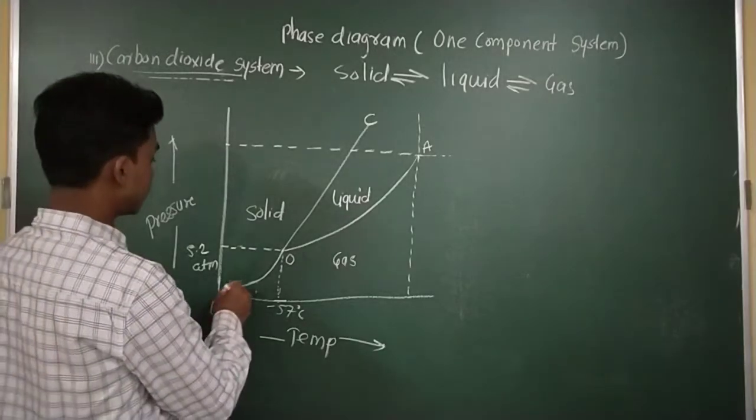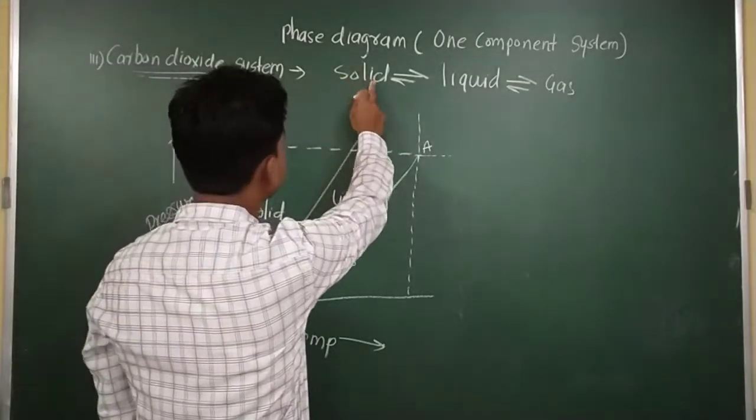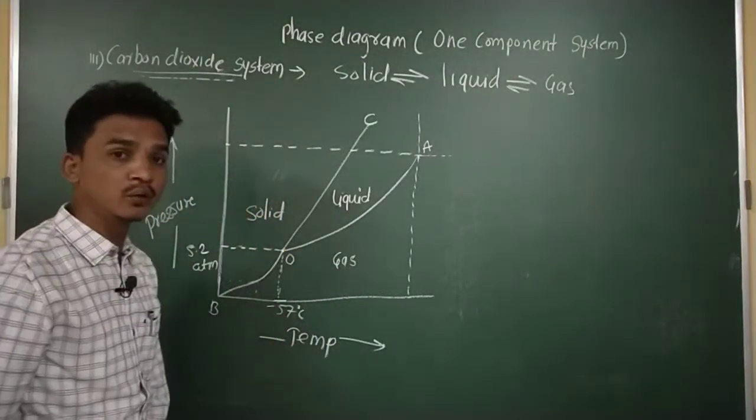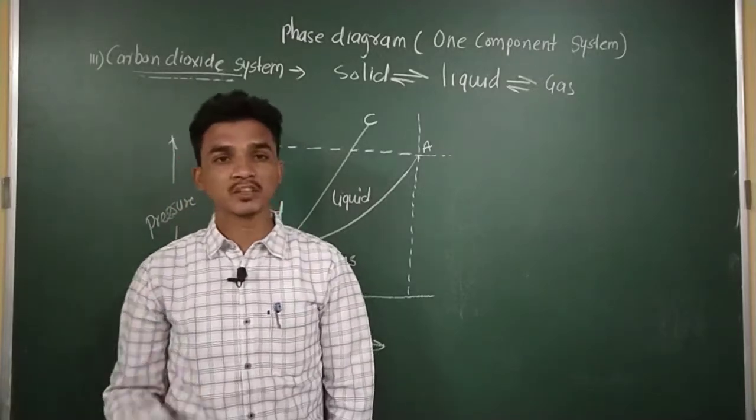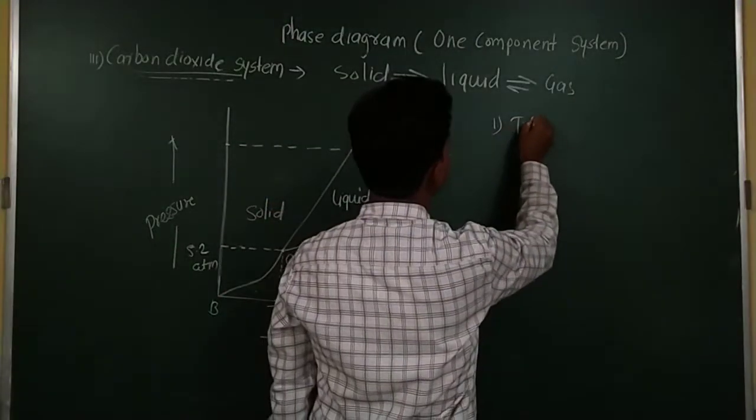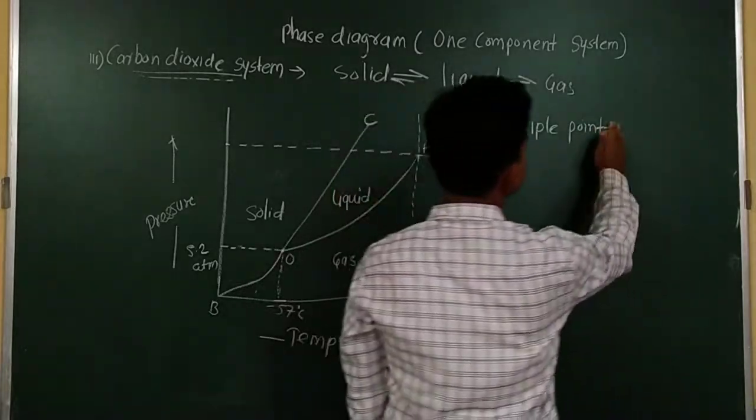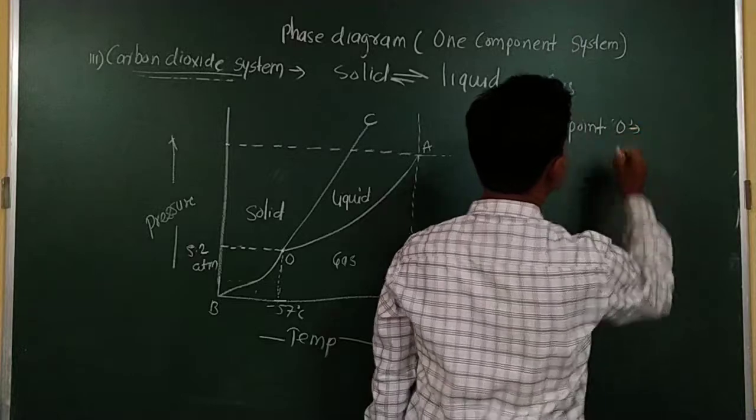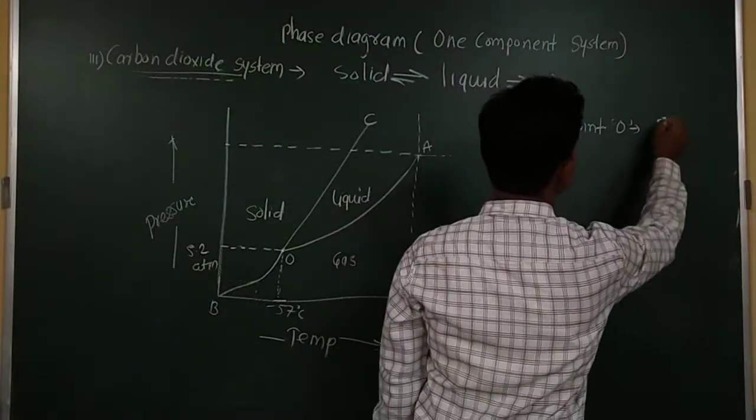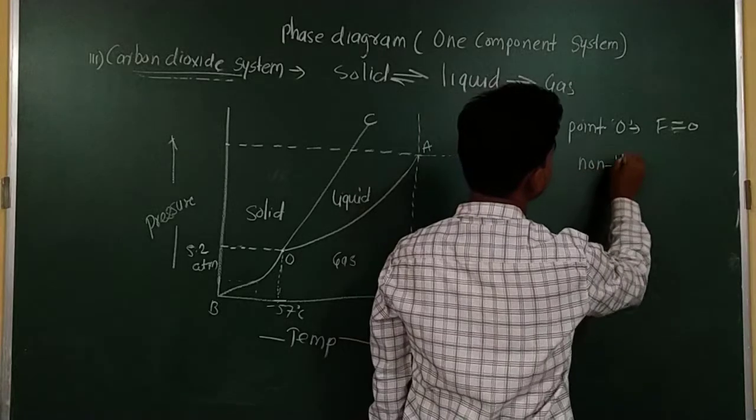So this is the phase diagram of the carbon dioxide system, and as we know, carbon dioxide exists in the solid, liquid and gaseous states. So this is the triple point. As we know, at the triple point the degree of freedom is 0. We calculated this in the last video. The triple point is indicated by the symbol O. At this point the degree of freedom is 0, that means F is equal to 0. That means this is a non-variant system.